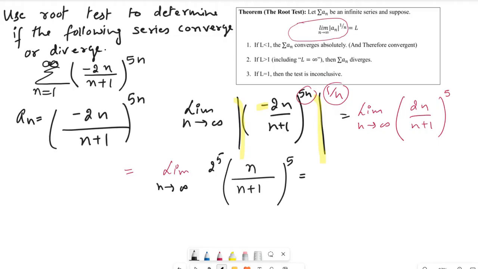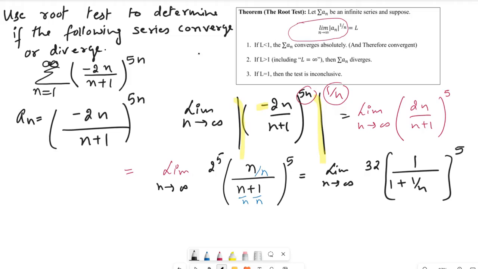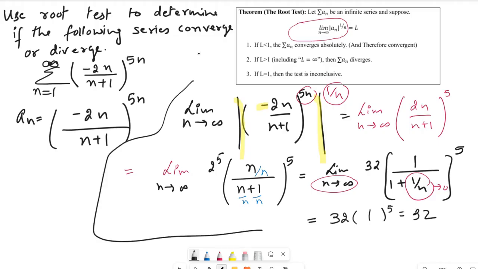How are we going to find this limit? The highest power of n in the denominator is n, so I'm going to divide everywhere by n. The limit as n approaches infinity, 2 to the power 5 is 32, times 1 by 1 plus 1 by n, to the power 5. We know that 1 by n is approaching 0 as n approaches infinity. Therefore, what do we have? 32 times 1 to the power 5. That is 32. So we found the limit of the nth root right here, and this is clearly more than 1.